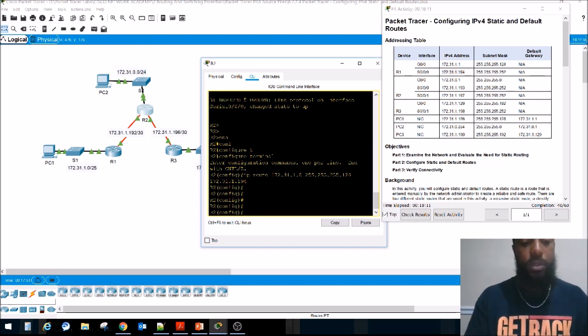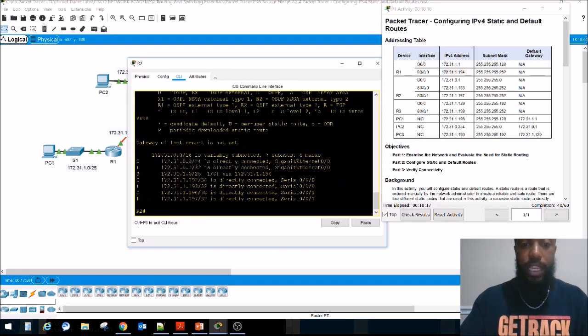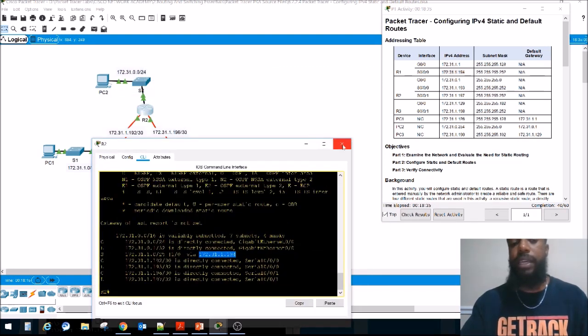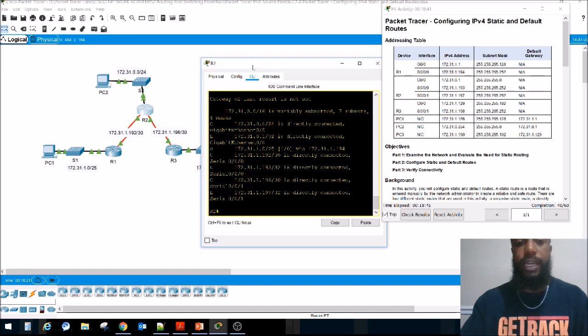Let's do Control Z, show IP route. Take a look at what we're working with here. Now we created a static route to get over here, right? All you got to do is look at the S for static. To get to the 172.31.1.0 network, it's the AD, it's the metric, take this next hop. That's essentially what we did with that command, right? Now we need to create a static route from router 2 to get to this network. Let's do that.